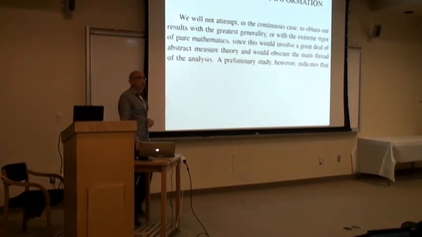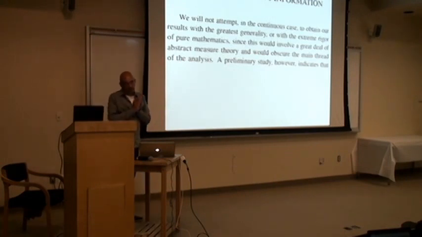All right, so then he goes on to continuous information. And for continuous information, he says, well, here we will not attempt to obtain our results in the greatest generality or with the extreme rigor of pure mathematics, since this would involve a great deal of abstract measure theory. But in fact, if you look at the appendix, he does have a very rigorous approach to the definition of mutual information, which is then what the Russians adopted. It really goes back to the definition of expectation as an approximation, as a discretization process. You don't need that, because once you say it's just the expectation of a log likelihood ratio between the joint and the product of the probabilities, then you don't need to go back into that process. But he does have a rigorous approach.